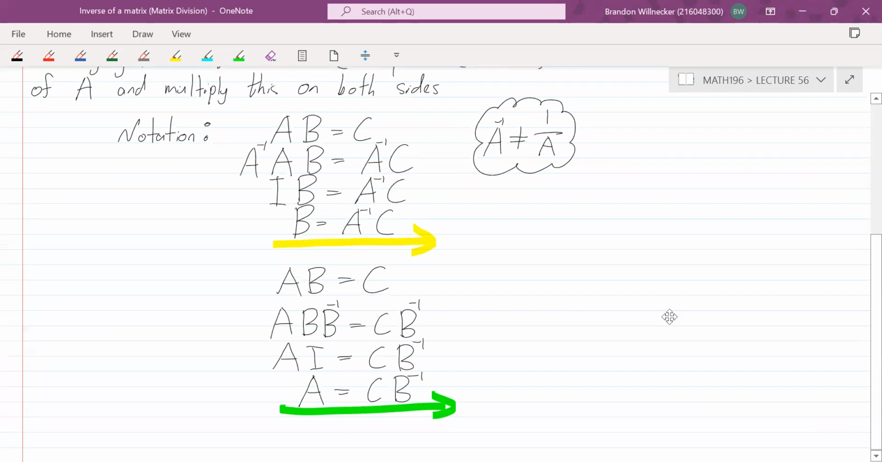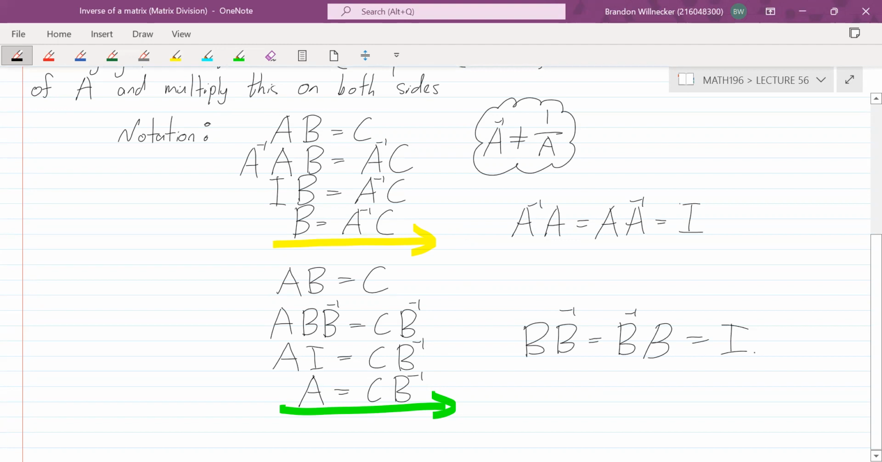Okay, so in the first example, we did left multiplication by A inverse. In the second example, right multiplication with B inverse. And the thing just to remember, A inverse times A, or you can do it the other way around, A times A inverse, is equal to the identity. And in the second example, we have B times B inverse, which is the same as B inverse times B, and that's going to be the identity. Okay. Any questions so far?